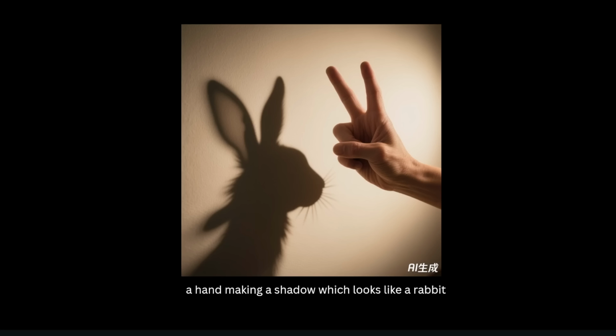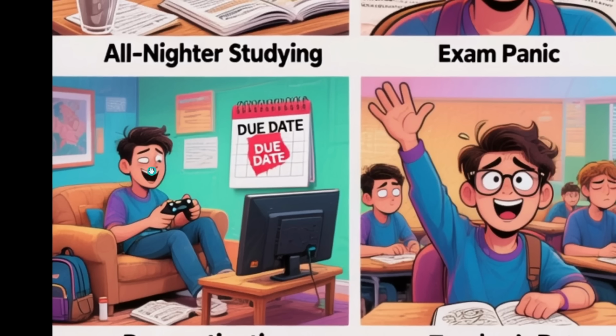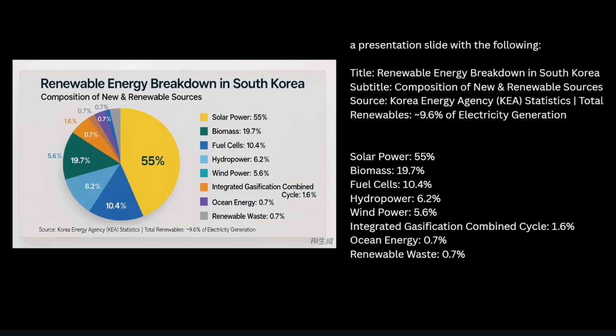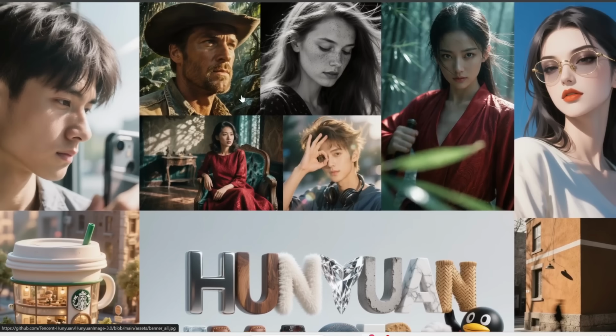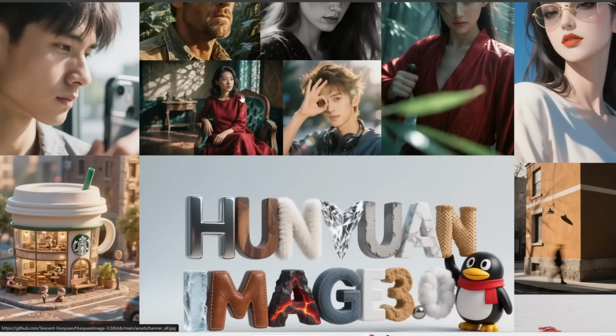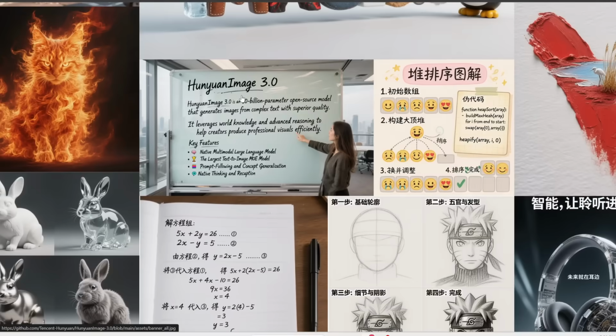Now here's another even trickier prompt, which is a hand making a shadow which looks like a rabbit, and it wasn't really able to do that. Like, this does not look realistic, so it's not that good yet. Now that being said, these are super challenging prompts that most other image models do not get correct. So I'm really trying to test its limits. For basic images like this, HunyuanImage 3 does a fantastic job, and it's just as good as the leading models out there.